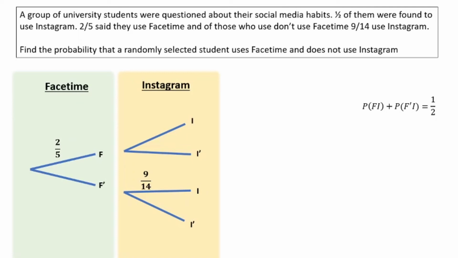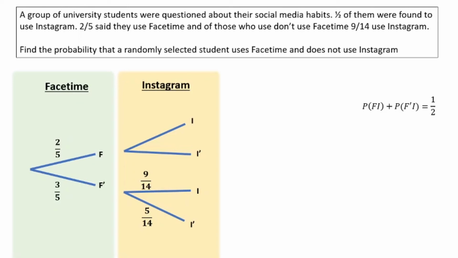Like I said before, on a branch, those probabilities should be exhaustive. Those probabilities on a set of branches should add up to 1. So I do know that if I have 2/5 here, I have 3/5 for F dash, for not F, for people who do not use FaceTime. If I have 9/14 over here, I know that I should have 5/14. 5/14, that's the probability that someone does not use Instagram if we already know that they don't use FaceTime.